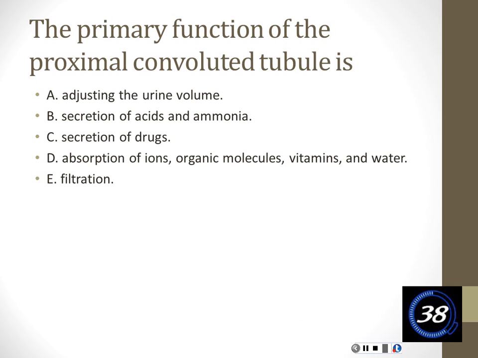So what do you think? Yes, D. When you think proximal convoluted tubule, think reabsorption of important stuff. So that would be ions, organic molecules, vitamins, and water. Good. Filtration only occurs where? Good, the glomerulus at the capsule, right? And secretion of drugs, acids, and ammonia, where does that fit? Yeah, distal convoluted tubule.